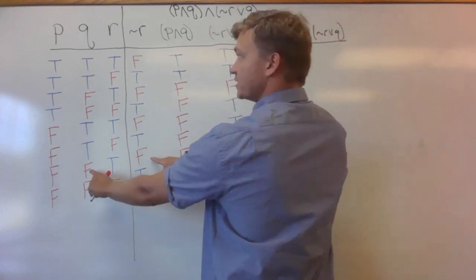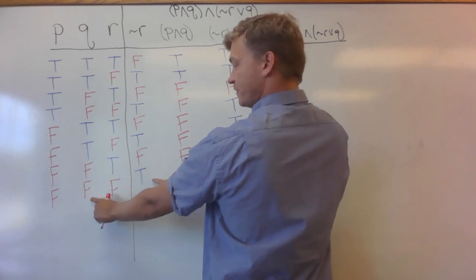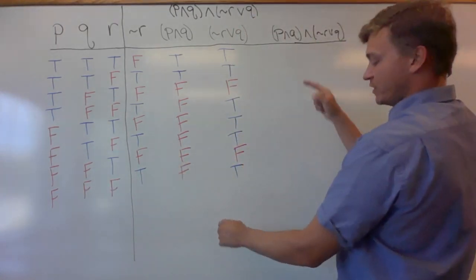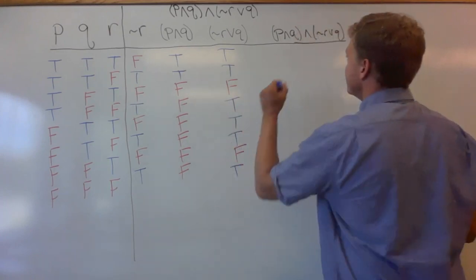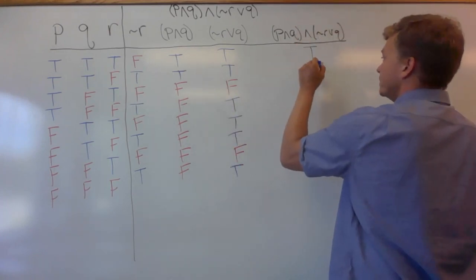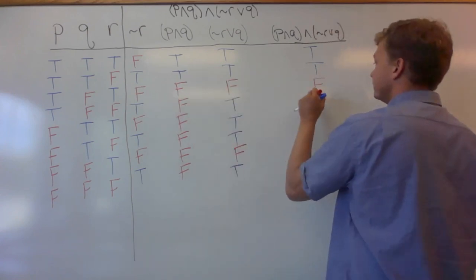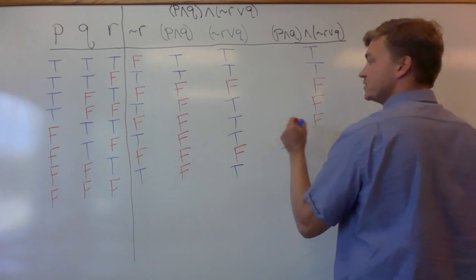Filling that one back in, because false or false is false, or true is true. And then lastly, we're going to take these two that we just found and bring them together with the and connective. True and true is true. True and true is true. However, false and false is false. False and true is false. False and true is false.